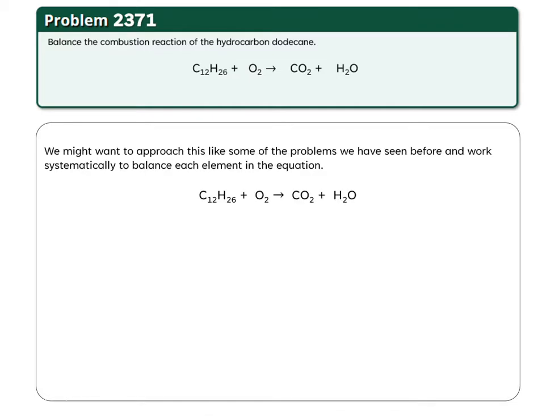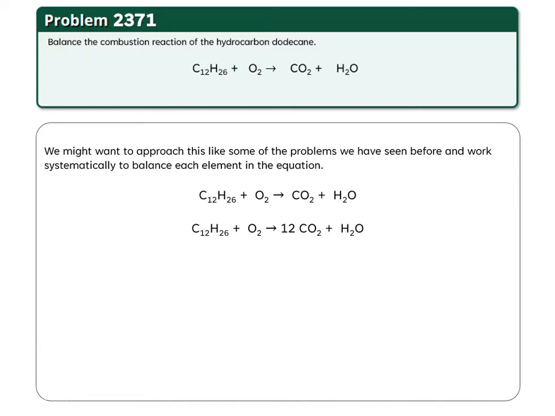We might want to approach this like some of the problems we've seen before and work systematically to balance each element in the equation. Let's start by balancing the carbon atoms. We have 12 on the left side, so we add a coefficient of 12 on the right side to the carbon dioxide molecule.